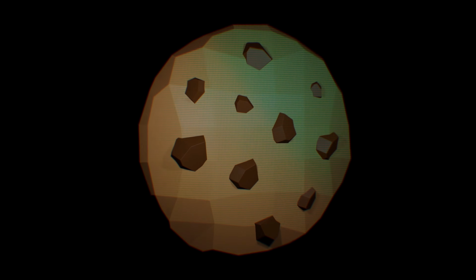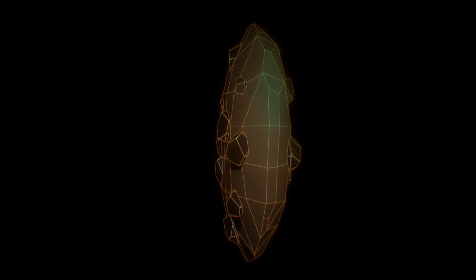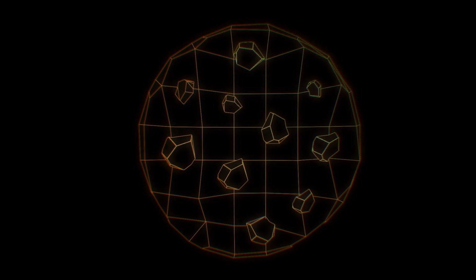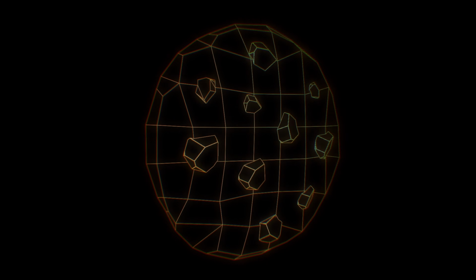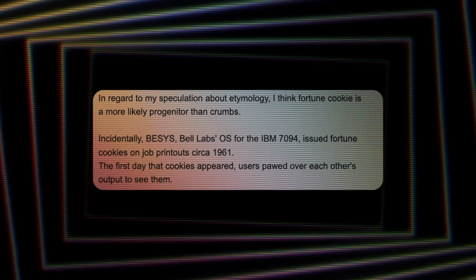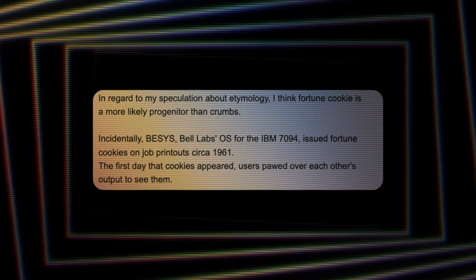And so even at this point, I was pretty excited by what we had confirmed. We know who to thank for the term, which is Bob Morris, and in which context he would originally use it. Then in a later message Douglas sent me, he said, in regard to my speculation about etymology, "I think fortune cookie is more likely progenitor than crumbs.